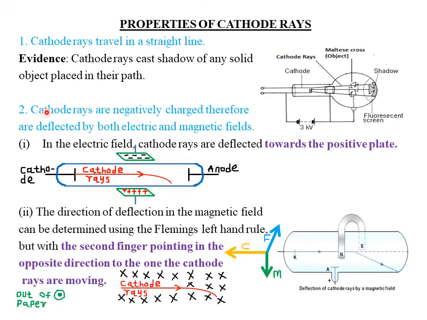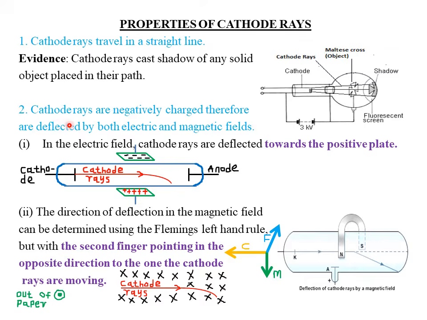The second property of cathode rays is that cathode rays are negatively charged, therefore they are deflected by both electric and magnetic fields. Remember, we said that cathode rays are basically electrons which are being accelerated by the anode towards the screen, and we know that electrons are negatively charged. That is from Electrostatics 1, a chapter that we covered in this channel. So cathode rays are negatively charged.